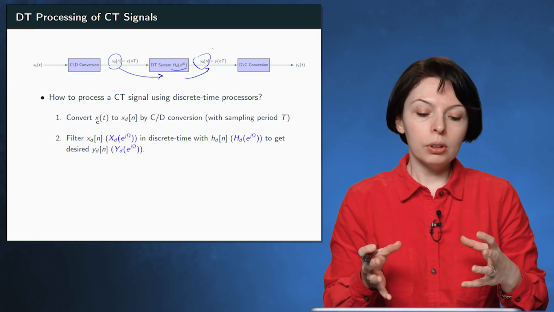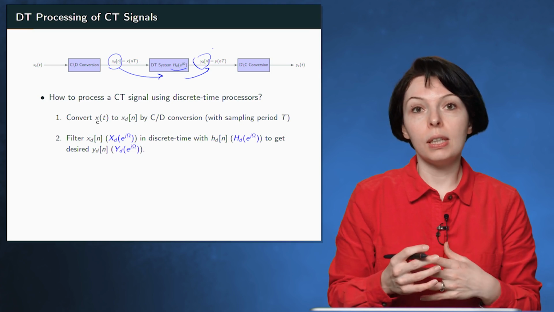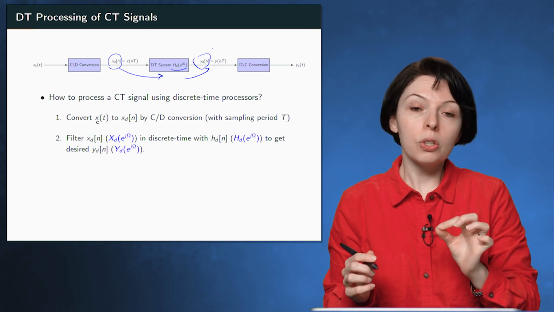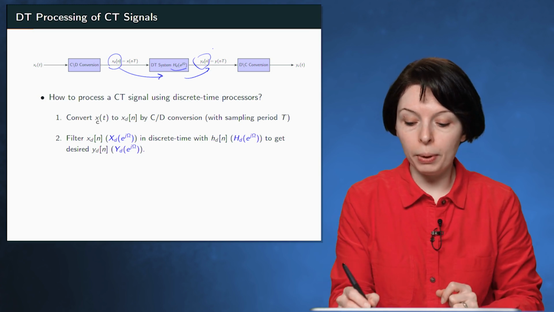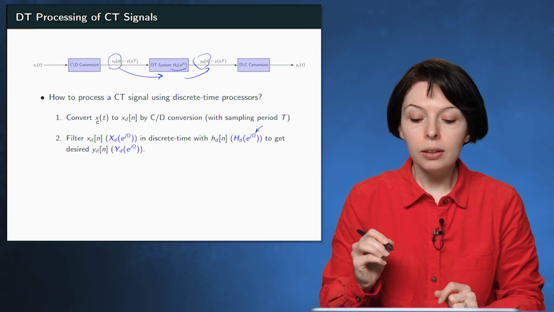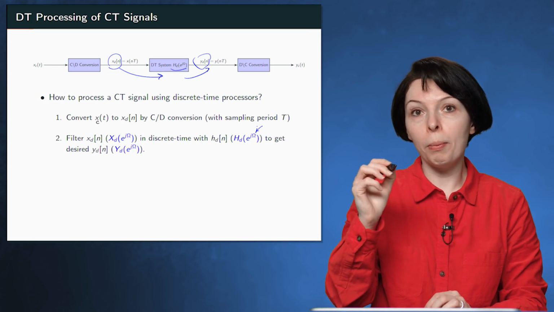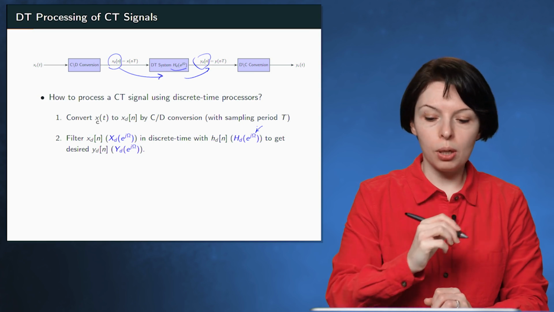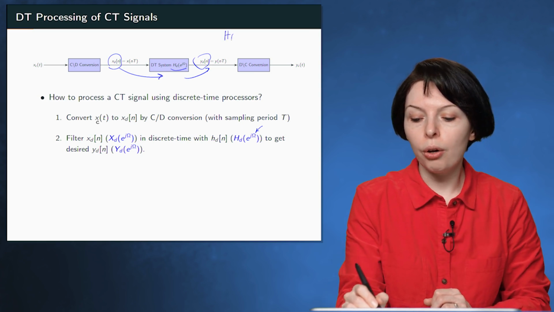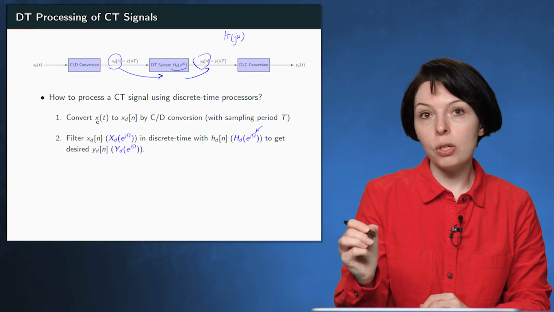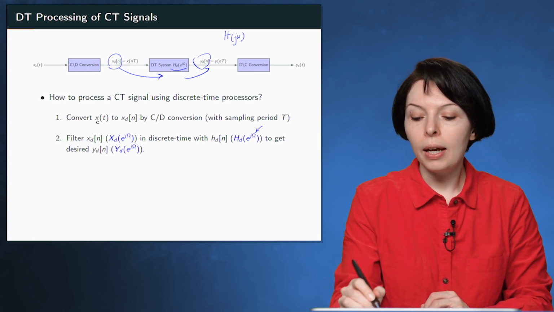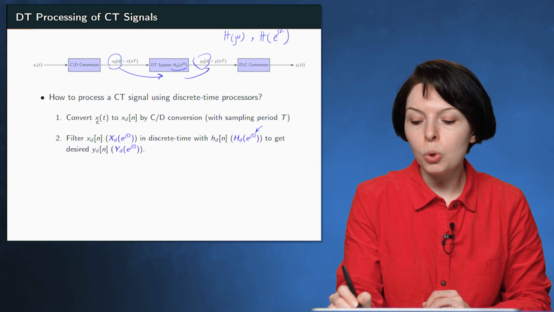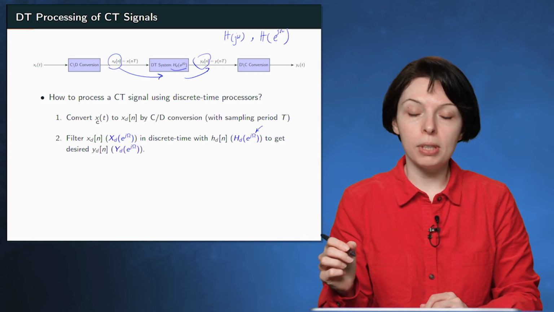Okay, for the topic of DT processing of CT signals, we would like to denote the frequency in the discrete time Fourier transform with uppercase omega, and use the lowercase omega to show the frequency in the Fourier transform of continuous time signals. So we have H of j omega, the Fourier transform of your continuous time signal, and we have H of e to the j uppercase omega to show the Fourier transform of a discrete time signal.